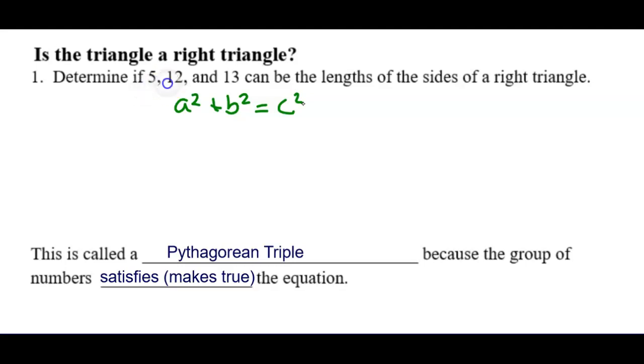So, what is my C? Let's see, 5, 12, 13. 13 is the biggest, so that goes there. And it doesn't matter where the 5 and the 12 go. If you want to do 12 squared plus 5 squared, that's fine. If you want to do 5 squared plus 12 squared, that's fine. What matters is this side, and you follow down, and you figure out that answer. And this is this side, and you follow down, and you figure out that answer.